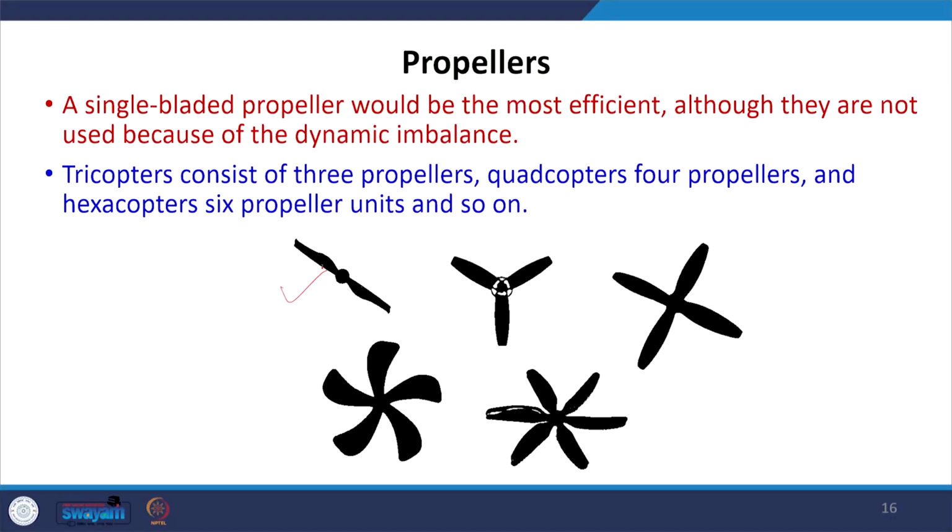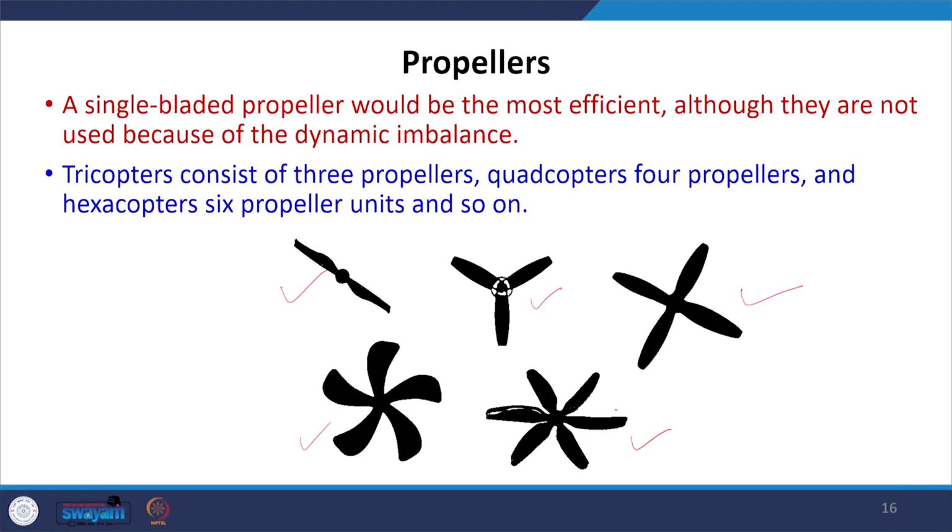In the diagram you can see the propeller. We have a single blade propeller, then a 3 blade propeller, 4 blades, then 5 blades, and the 6 blade propeller. Now the single blade propeller would be the most efficient, although it is not used because of the dynamic imbalance. So they cannot keep a balance for a longer time.